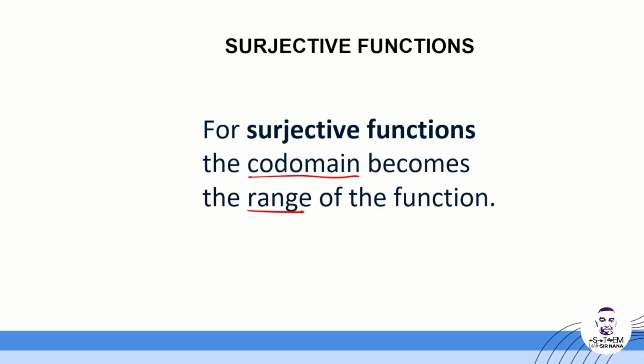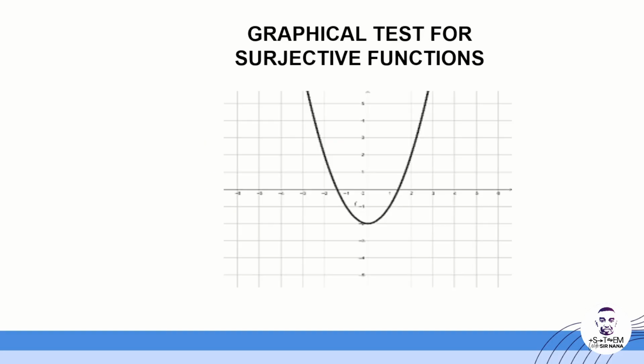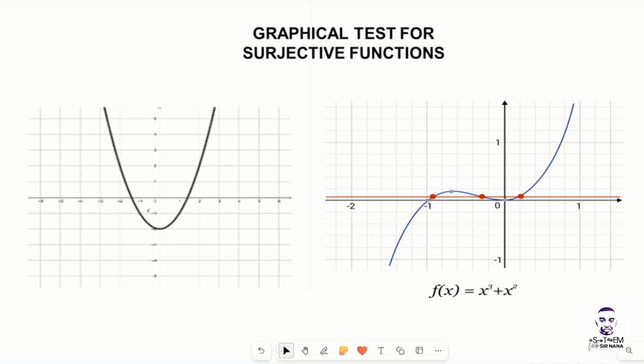Because every member in the codomain is mapped to at least one in the domain, the codomain becomes the same as the range of the function. Now we want to consider how we can test for surjective functions graphically. Basically, for surjective functions, we do the horizontal line test.